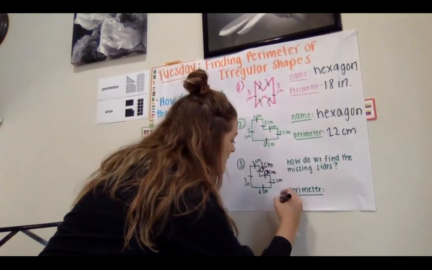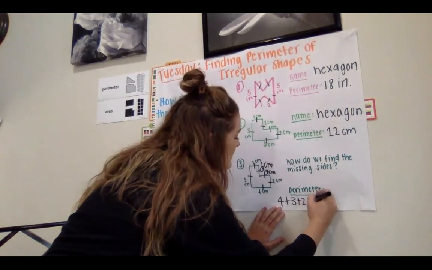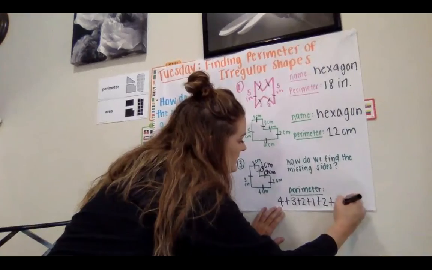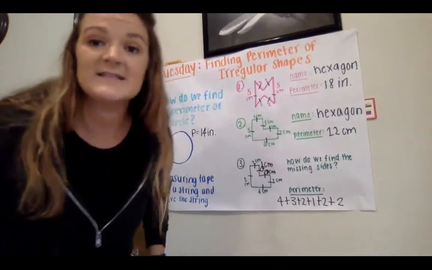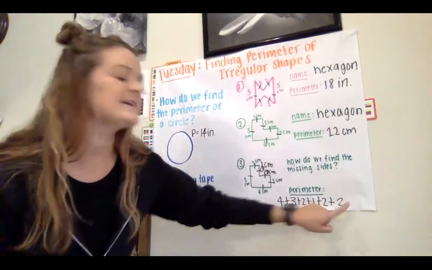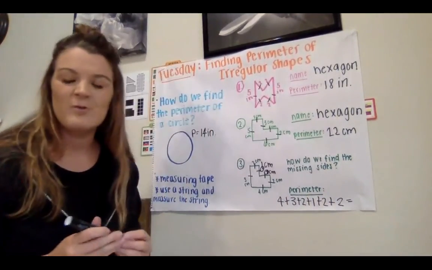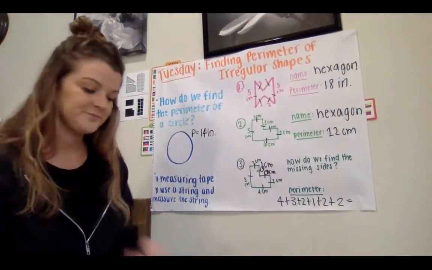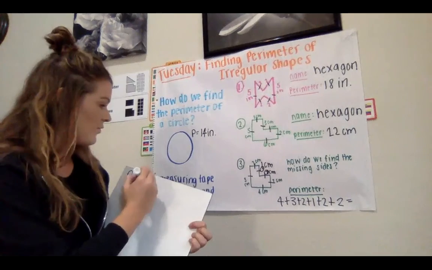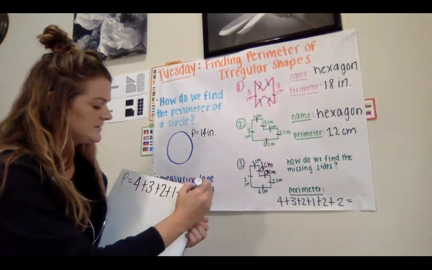So it's going to be 4 plus 3 plus 2 plus 1 plus 2 plus 2. I'm going to make sure I have all of my sides. I know that there are 6 sides, so I should have 6 numbers. 1, 2, 3, 4, 5, 6. Perfect. Now I can add, and I'm going to show my work for this on my whiteboard so I have a little bit more space. So perimeter equals 4 plus 3 plus 2 plus 1 plus 2 plus 2.